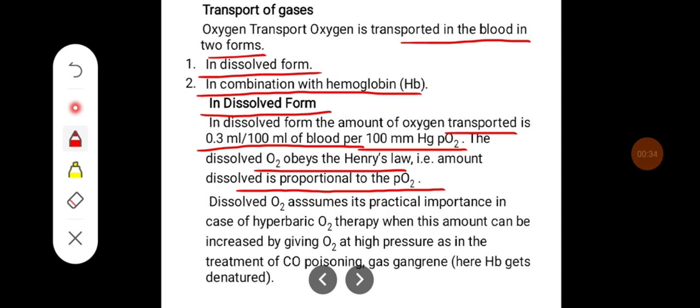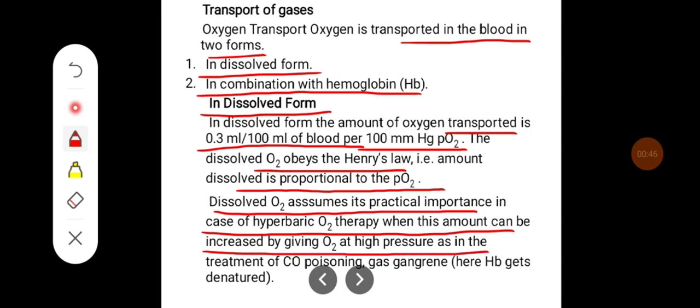of oxygen. Dissolved oxygen assumes its practical importance in cases of hyperbaric oxygen therapy when this amount can be increased by giving oxygen at high pressure, as in the treatment of carbon monoxide poisoning, gas gangrene. Here Hb gets denatured.